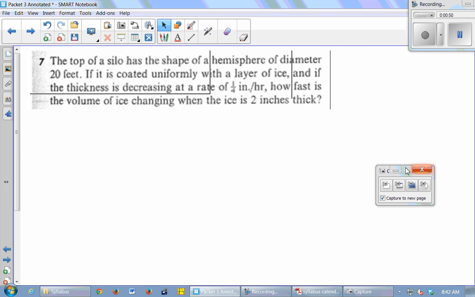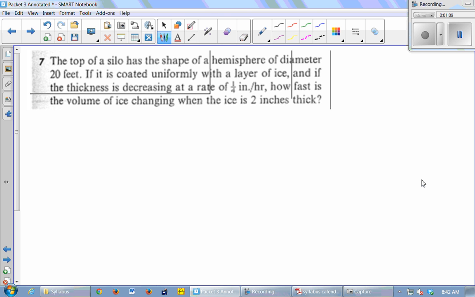Okay, so the top of a silo has the shape of a hemisphere. It's a diameter 20 feet. It's coated uniformly with a layer of ice, and the thickness of that ice is decreasing at a rate of 1/4 inch per hour. So how fast is the volume of ice changing when the ice is 2 inches thick?